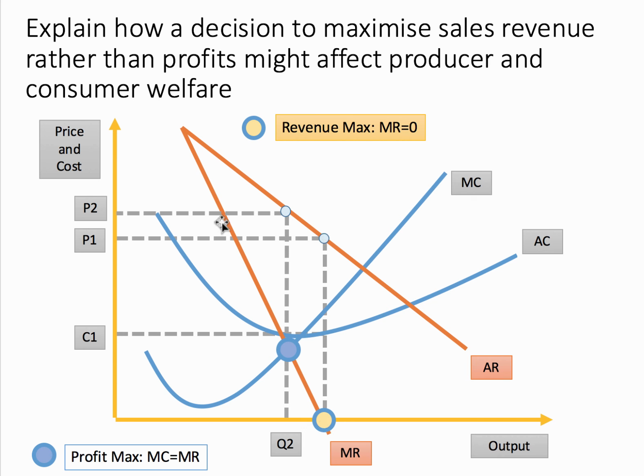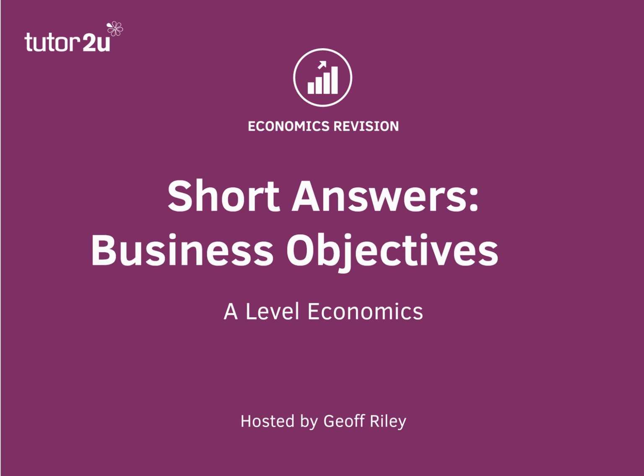So clearly this area here would be the increase in consumer surplus caused by that decision. There will be a net loss of producer surplus. So total profit has come down in that situation. So that's the short answer to 2 short questions on business objectives.